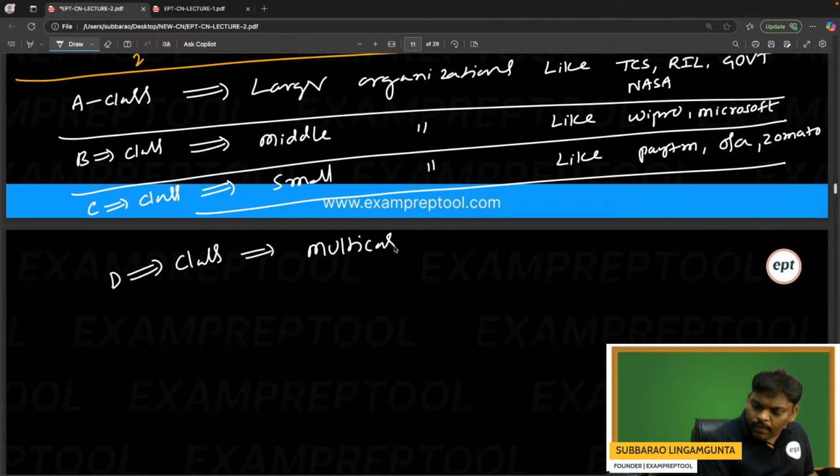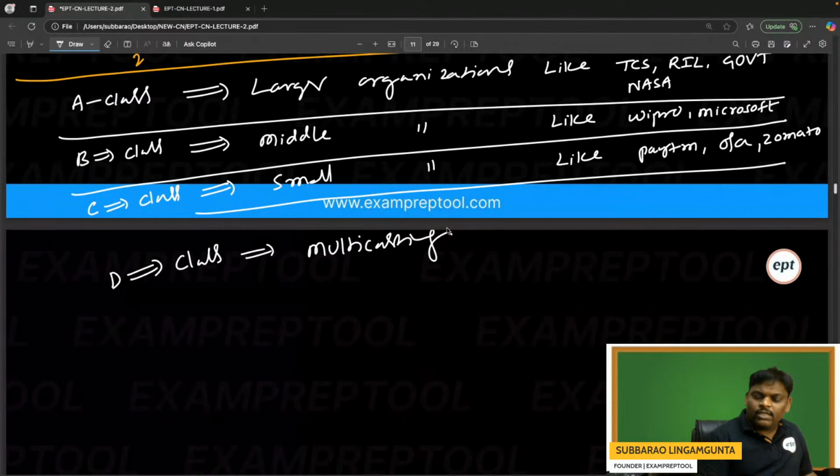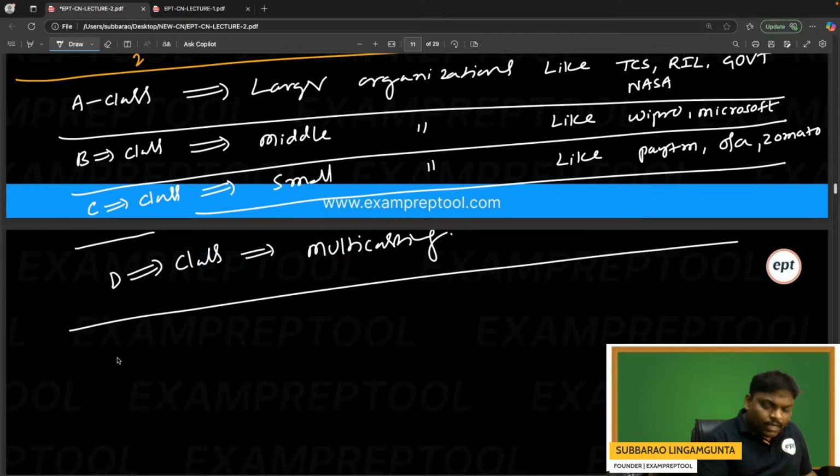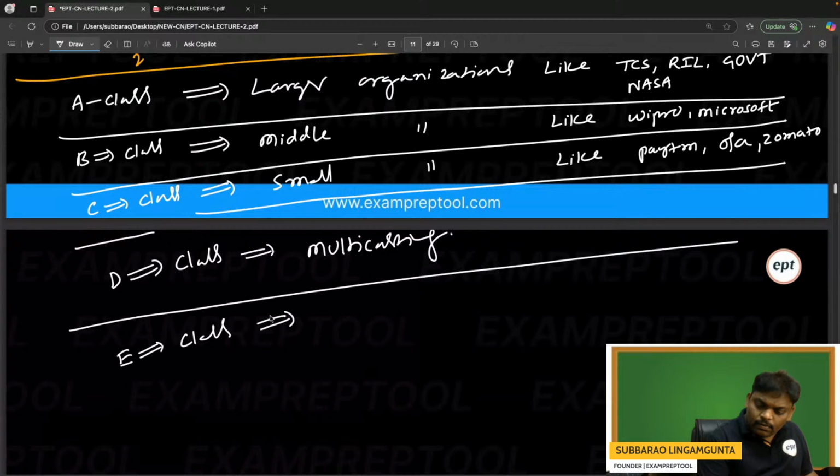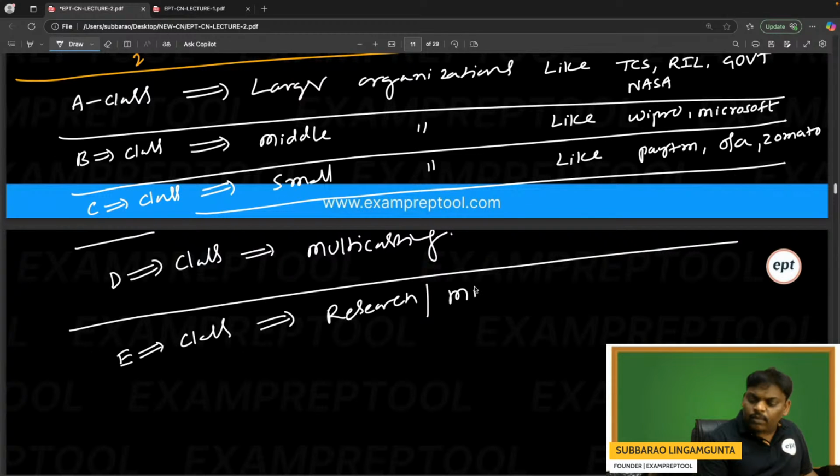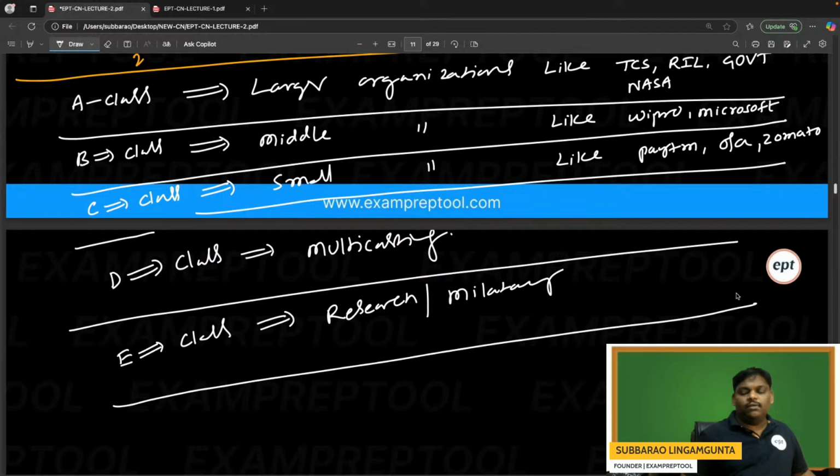For multicasting, what is the meaning? Afterwards, I will say to you. Class E is for research purposes, or one more thing I can say, for military purposes. If anyone is doing research, class E will be given to them.